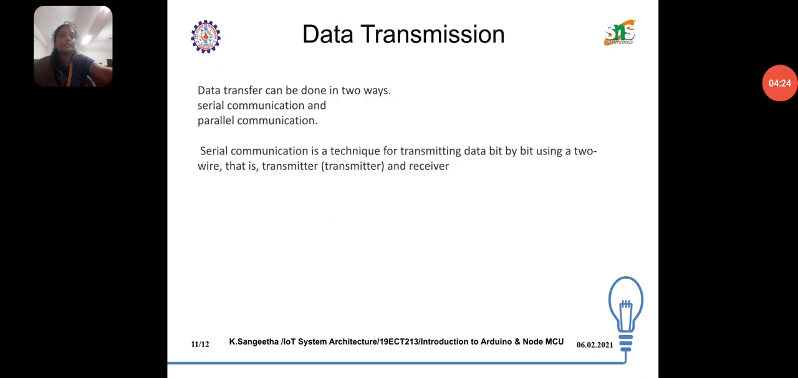The next topic is data transmission. The data transfer can be done in two ways. One is serial communication and the next one is parallel communication. Serial communication is a technique for transmitting data bit by bit between a transmitter and receiver. We will see the data transmission in the next video.